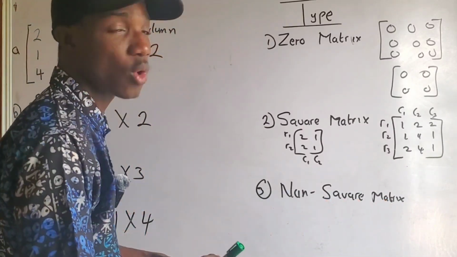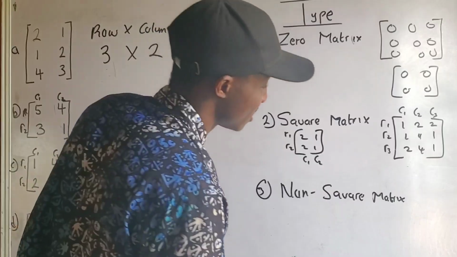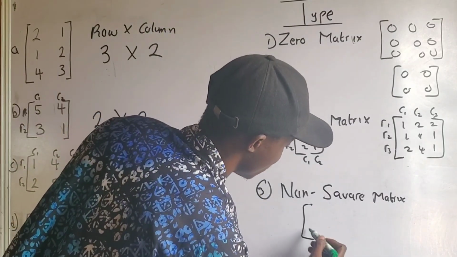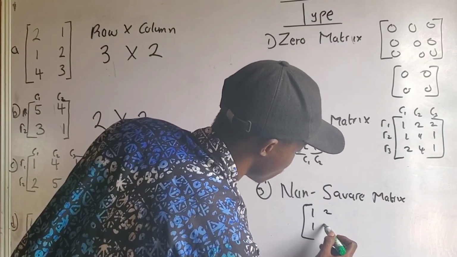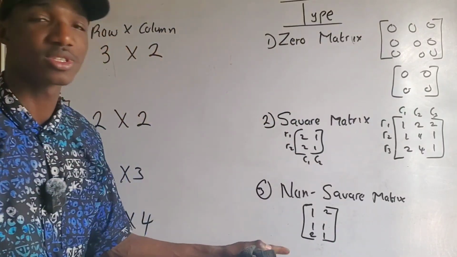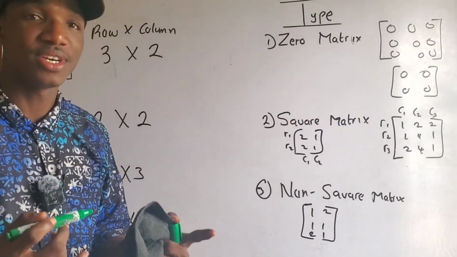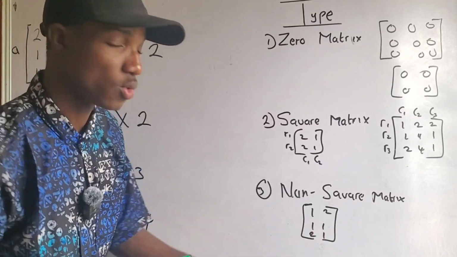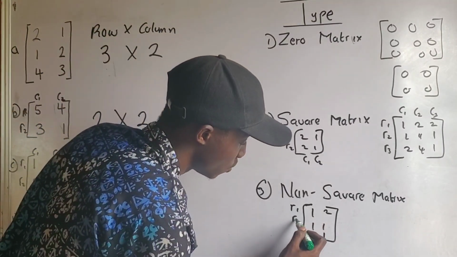A typical example of non-square matrix is this. Let's say we have a matrix 1, 2, 1, 1, 2, 1. This matrix is a non-square matrix, and the reason is because if you look at the number of rows, this is row 1, this is row 2, and this is row 3.